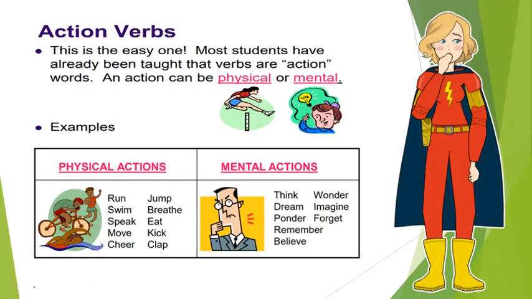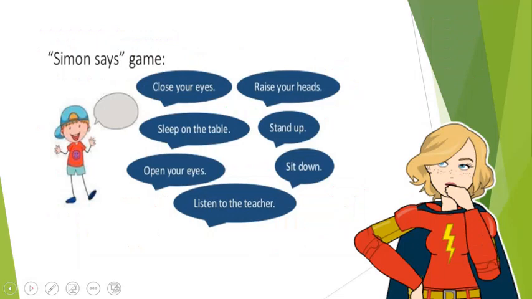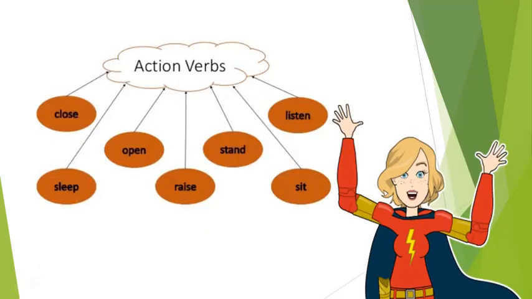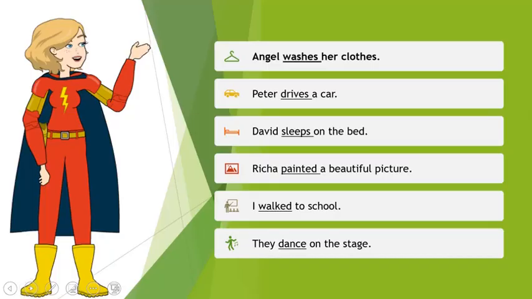Action. How we can denote action? Action can be physical or mental. Physical ones can be running, swimming, move, cheer, jump. Mental actions can be think, dream, believe, imagine, things like that. Okay, we also played this game. Like Simon says, these things you have to do this. So when you do this, you are performing an action. Sleep, open, stand, all these are action words.